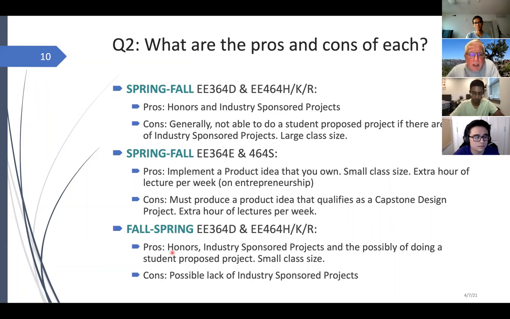Anyways, the pros, it's an honors project, industry sponsored, and most likely there'll be many opportunities to do a student proposed project. It is a small class size. It's about 60 students generally. And it's the off sequence one where you're wanting to graduate sometime in December, so this is the last chance you get. You do a spring fall, like I said, reverse that. And then you get to graduate sometime in the fall. Cons, there might be a lack of industry sponsored projects. Like I said, this year we only had one.